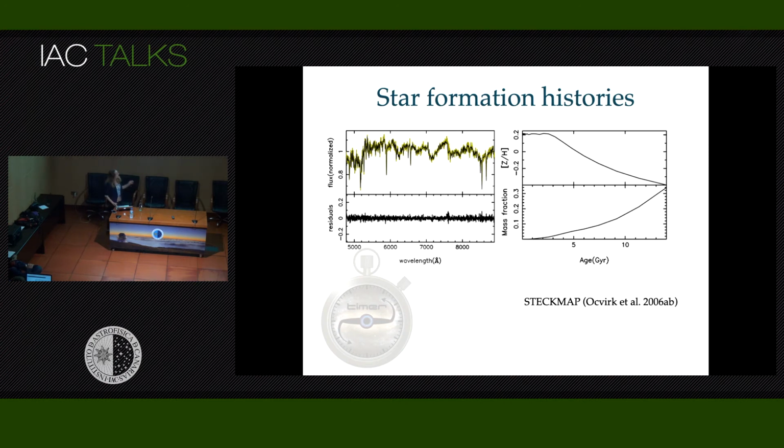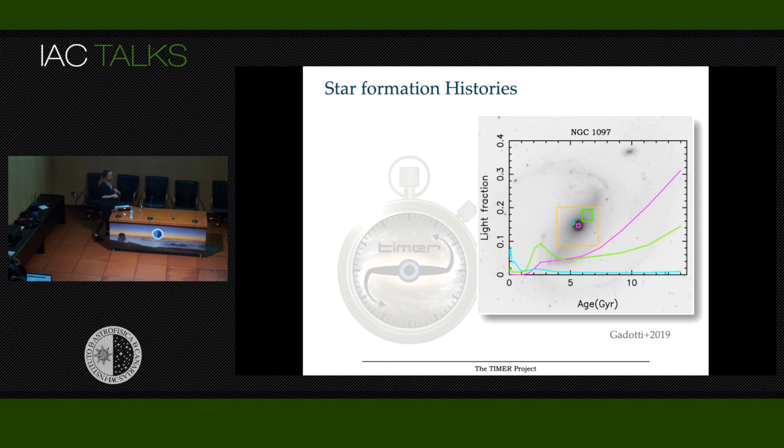I'm not going to say much about that, but I showed you just maps of ages and metallicity, but we don't only obtain mean ages and metallicity, but the whole star formation histories. So we can start to quantify the star formation histories in the different components, in the rings, in the bars, etc. This is thanks to the superb spatial resolution that we have in this data.